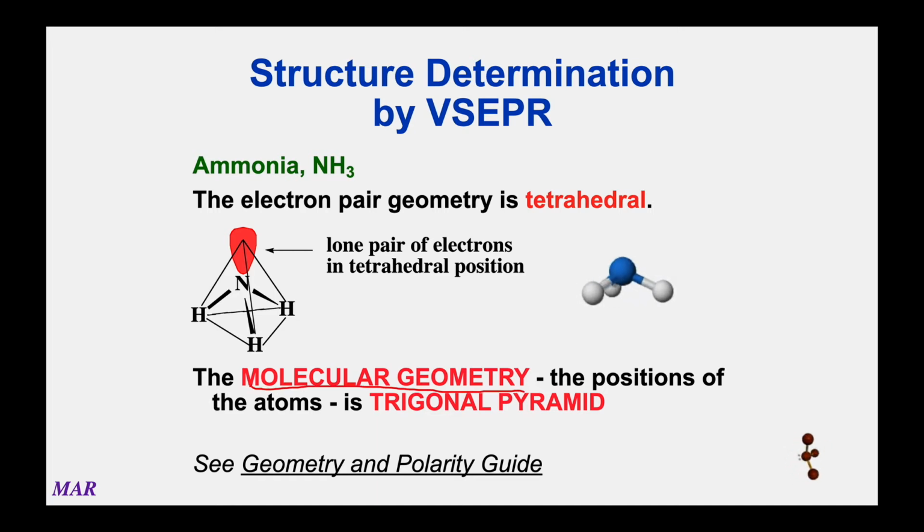And an electron pair geometry, if you will, is like the base way to figure these out. A molecular geometry is like a subset depending on the number of lone pairs around the central atom. So we would say that ammonia has an electron pair geometry that's tetrahedral, and because it has one lone pair, the molecular geometry would be called the trigonal pyramid. These kinds of names are in this geometry and polarity guide, so hopefully you can start seeing the utility of using this sooner rather than later.